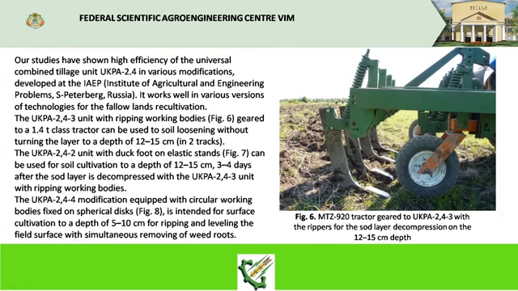12 or 15 centimeters, 3-4 days after the soil layer is decompressed with the EQPR 2 and 4 unit with reaping working bodies. The EQPR 2 and 4 modifications equipped with circular working bodies fixed on spherical discs are intended for surface cultivation to a depth of 5 or 10 centimeters, for reaping and leveling the field surface with simultaneous leveling of wheat roots.